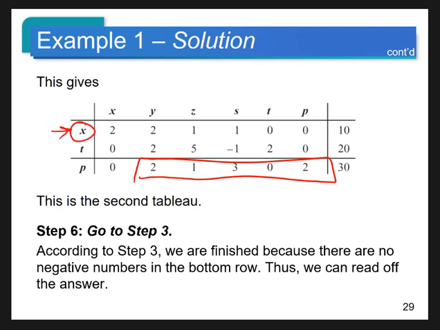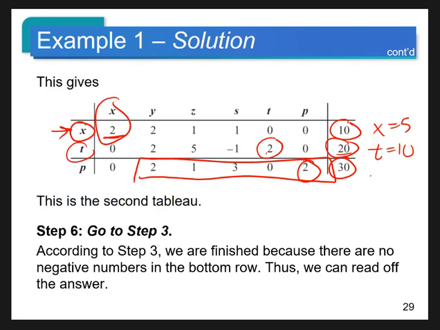This row is active in X, so to find the value of X, we take this value 10 and we divide by the value in the X column, 2, so that's going to tell us X equals 5. This is in T, so there's 20 here, there's 2 in the T, 20 divided by 2 is 10, T equals 10. P, there's 30 here, so we're going to divide by the P of 2, that's 15, P equals 15. All of the other variables equal 0. So Y equals 0, Z equals 0, S equals 0.